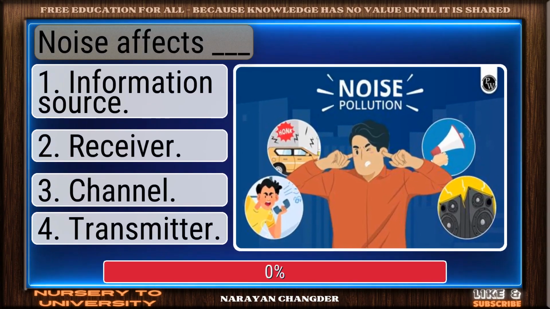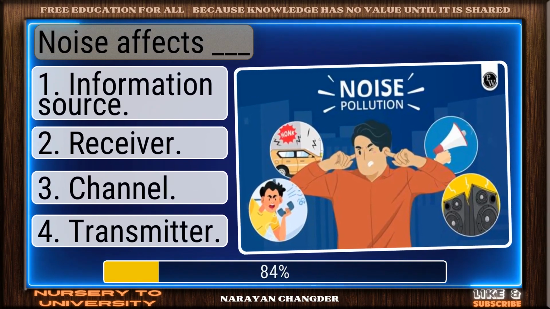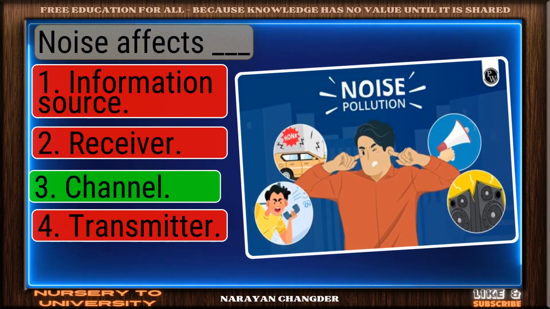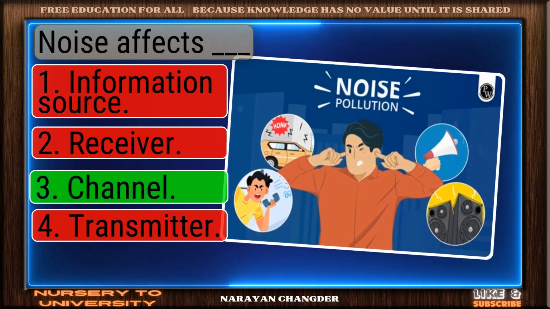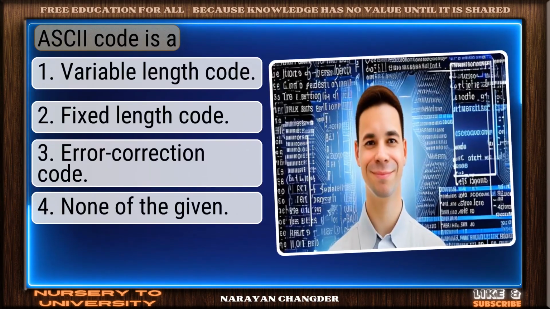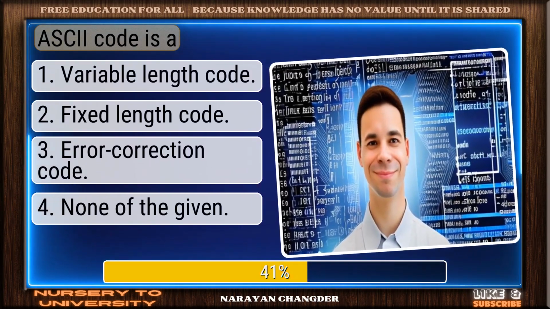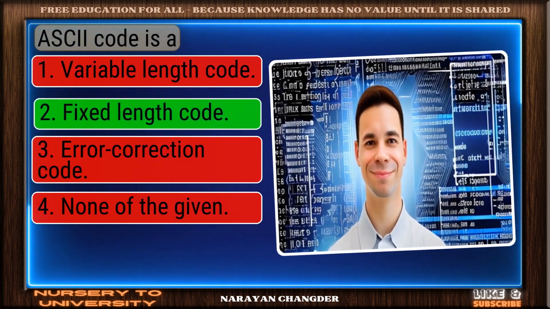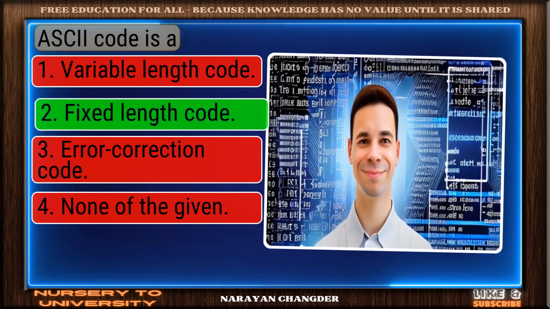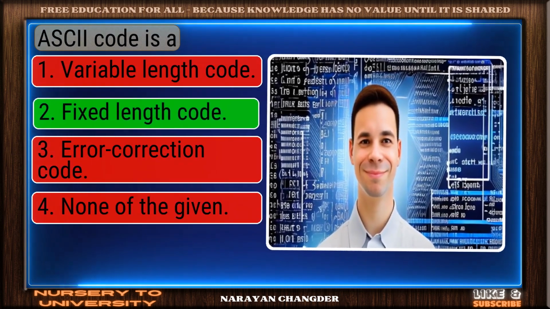Noise effects dash. Sharp thinking. Channel is the right choice. ASCII code is a... Clear logic. Your choice, fixed length code, is sound and 100% true.